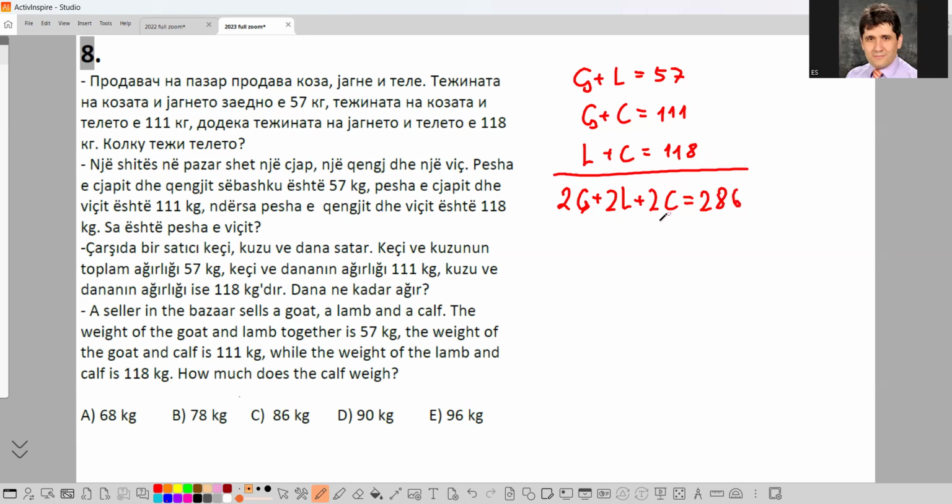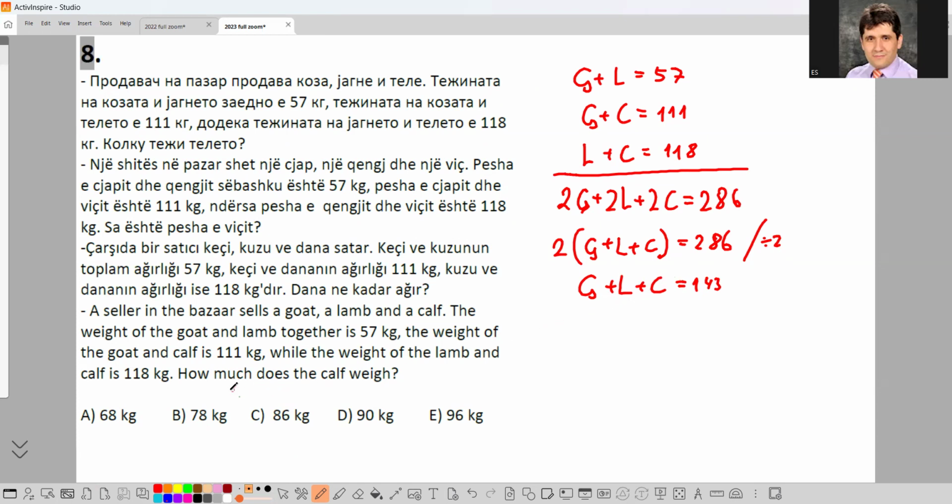286. All right. Then I can clearly see this on the left-hand side. I can factor it too. So I get goat plus lamb plus calf is 286. Divide both sides by 2. I get 143. So if I weighed all three of them, the goat, the lamb, and the calf, I should get 143.